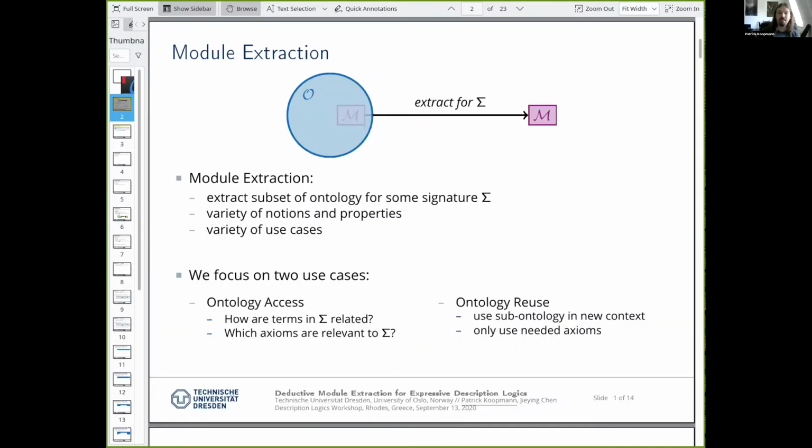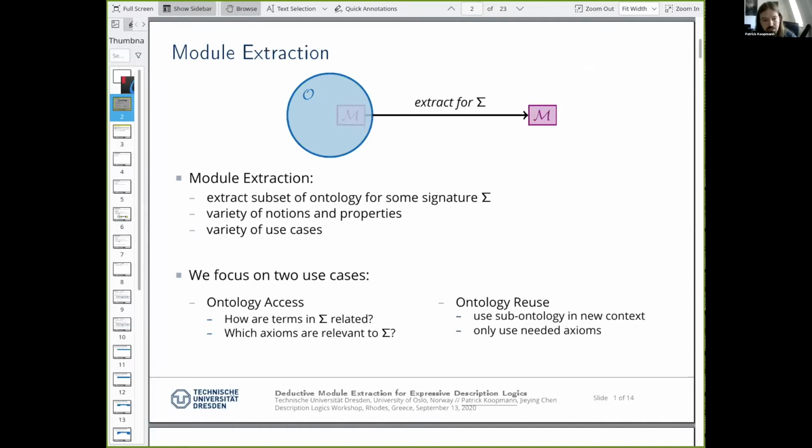So a quick recap. What is the scope? What are we dealing with? So we are dealing with the problem of module extraction. And the idea is you're given an ontology and you're given a signature containing concept and role names, and you want to extract some subset of the ontology around the signature.